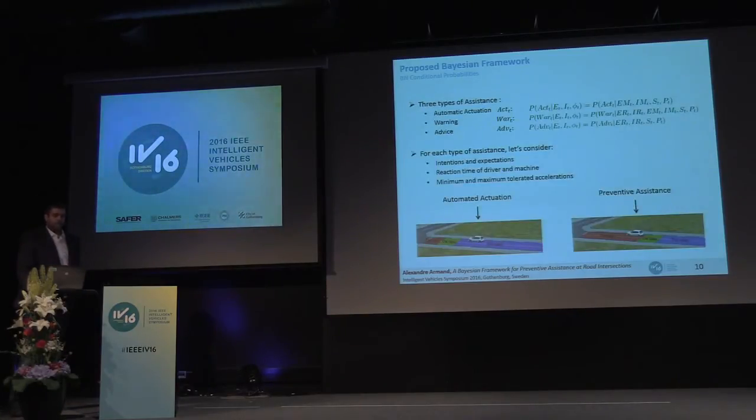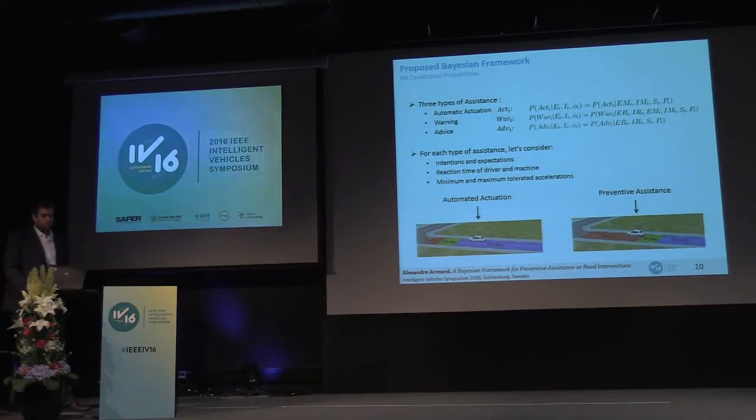So this is for the real vehicle speed. I come now to the assistance. We have, again, 3 types of assistance that we want to model. The automatic actuation and the warning, so both of them are for curative assistance. And we want also to model advice, so for preventive assistance. And for each type of assistance, we have to consider several things. The first is that we have to consider the intention of the driver, but also what we expect the driver to do, given the situation. We have to take into consideration the reaction time of the driver, but also the time response of the machine.